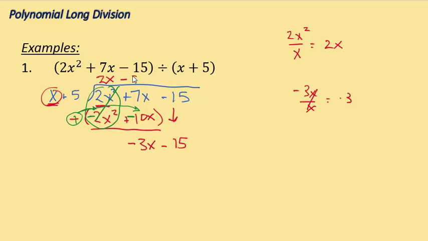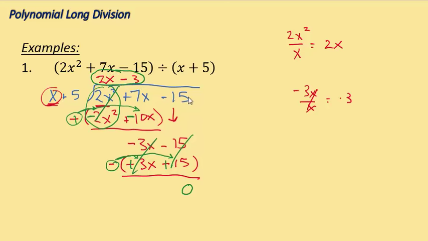So if I put minus 3 here, now I'm going to multiply. Minus 3 times x is minus 3x. Minus 3 times 5 is minus 15. And remember, I'm going to subtract that away from the first part. So I'll distribute this minus into here, into both parts. It makes that a positive and makes that a positive. When I add my columns, those cancel out, so I'm just left with 0. So there is my answer. So the answer to this division problem is 2x minus 3.